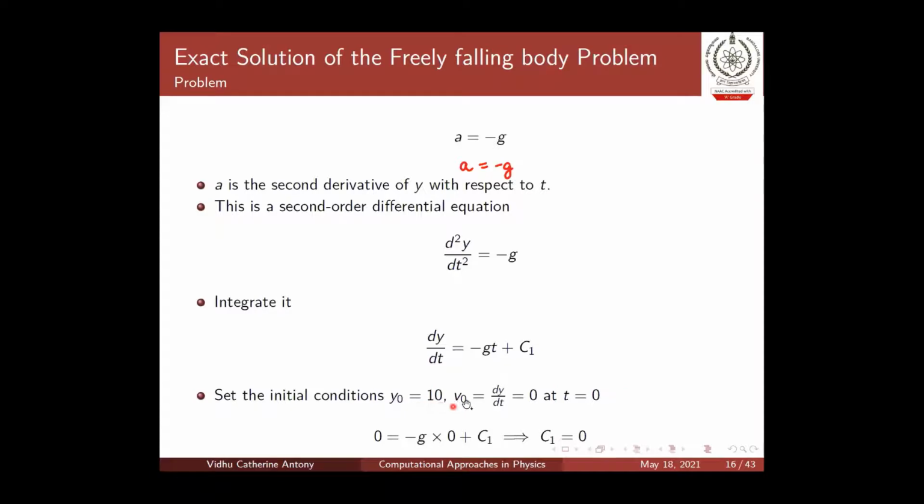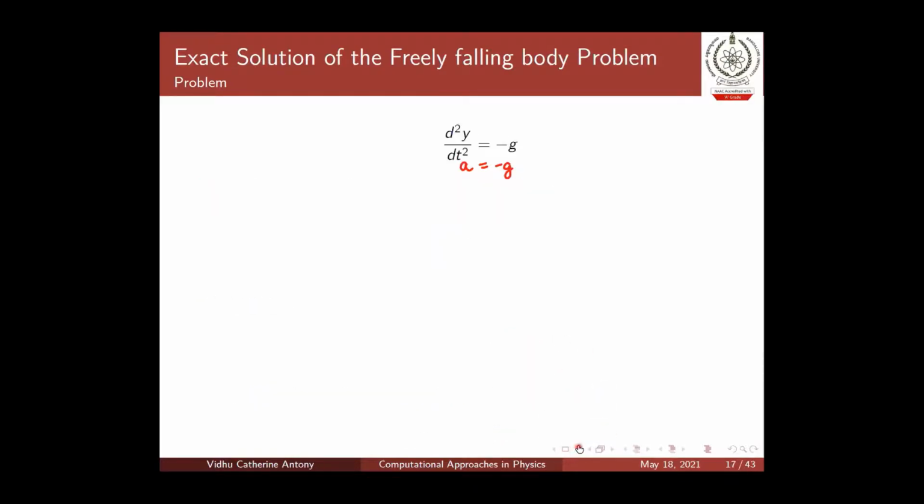So if y naught is equal to 10, your v naught should be dy by dt, right? And that is going to be 0, at your t equal to 0. Basically, you're dropping the ball from a particular height. You're not putting any force on it. You're just dropping this ball. So the initial velocity of that is going to be 0 at your particular time t equal to 0. Once you put in these initial values into this differential equation and evaluate the constant, you get C1 is 0. This is basic algebra.